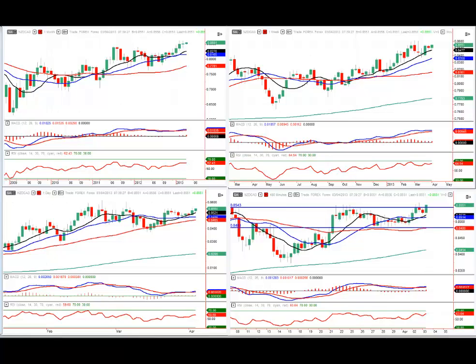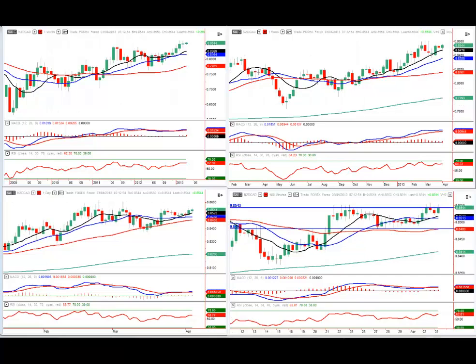Now the first market I'm going to take a look at today is the New Zealand dollar against the Canadian dollar. So this is a forex pair. The reason I'm looking at this one is because it has a nice strong trend across multiple time frames, and it's certainly looking very bullish.